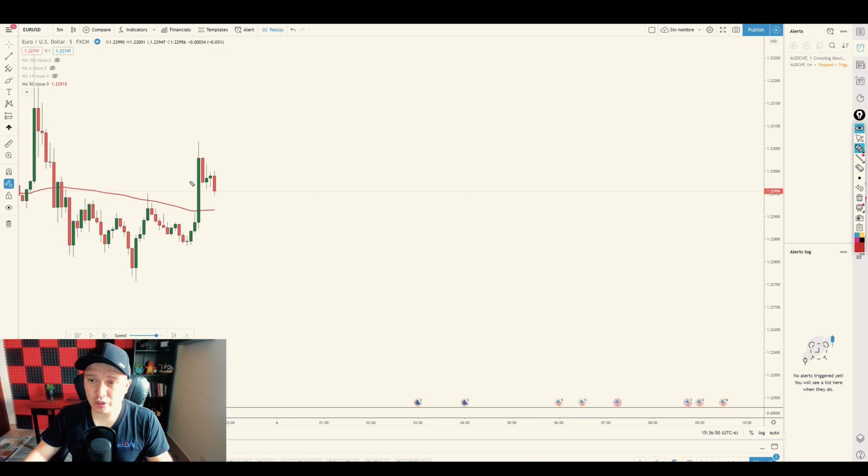So that's the confirmation number 1. Confirmation number 2 is that a candle closes without touching the moving average. Okay, so it closed above, and in the following ones, there was one that didn't even touch the actual moving average. And the confirmation number 3 is that a candle needs to close above the highest of the previous candle.